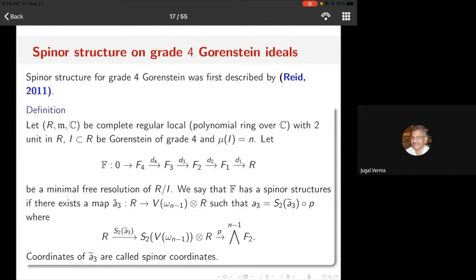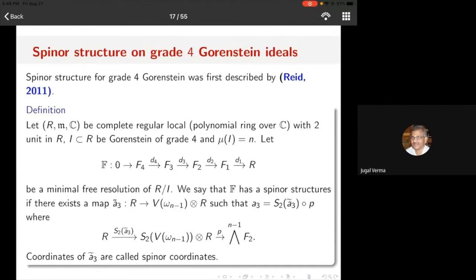Here, suppose R is a complete regular ring over a field C, or a polynomial ring over C, where 2 is invertible in R. Suppose I is a grade 4 Gorenstein ideal, minimally generated by an element, and F is a minimal free resolution of R mod I.